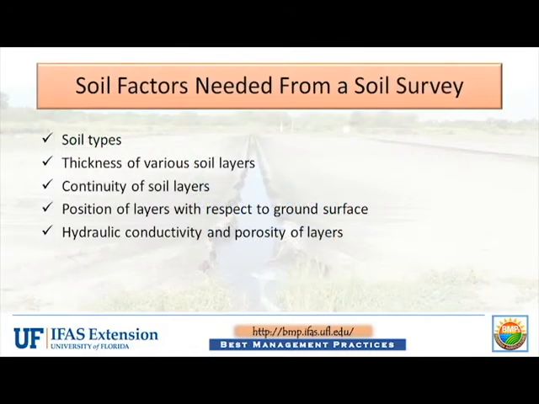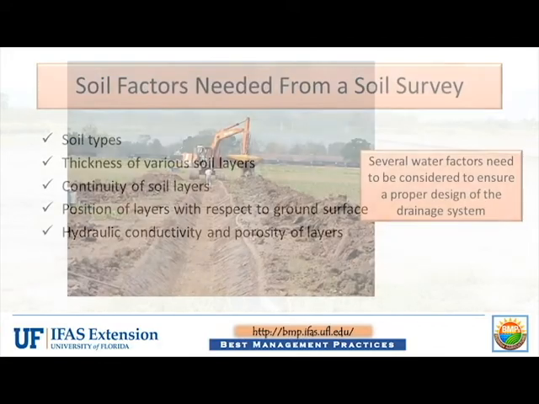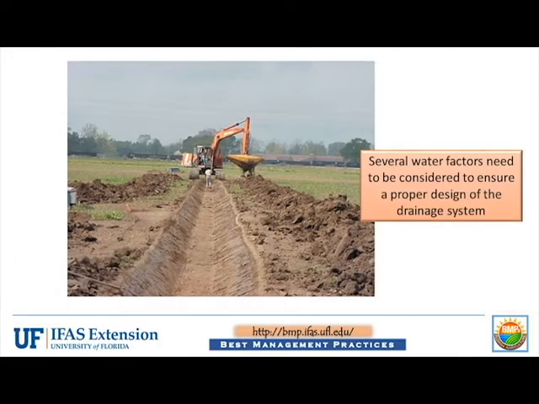There are several important soil factors that should be obtained from a soil survey of the area prior to design of the drainage system. These factors include soil type, thickness of various soil layers, continuity of soil layers, position of layers with respect to ground surface, and hydraulic conductivity or porosity of the layers. Several water factors need to be considered to ensure a proper design of the irrigation system.